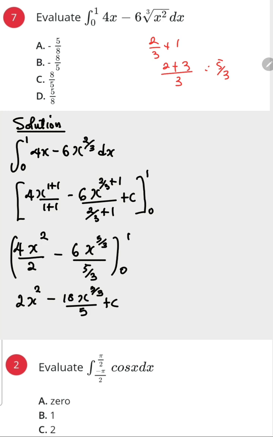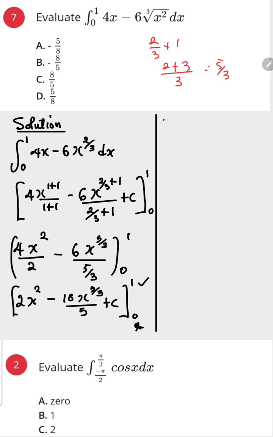Okay, now what is this issue of from 0 to 1? What does it mean? Okay, from 0 to 1. So this one is the lower limit, and this is the upper limit. So you are going to do when x equals 0, then when x equals 1.